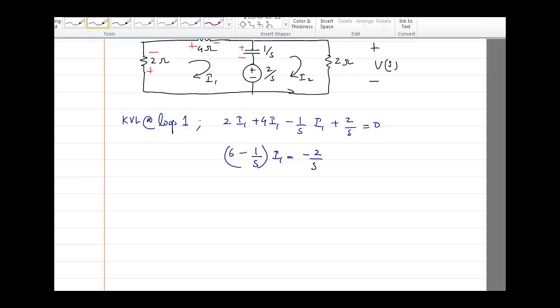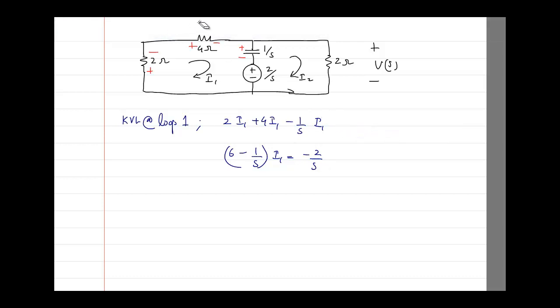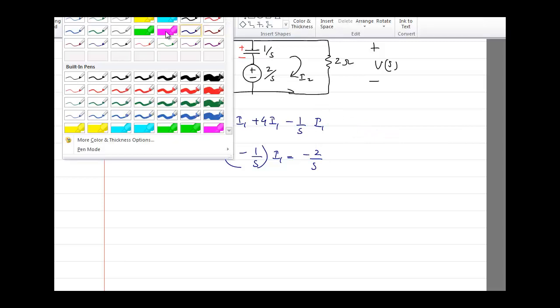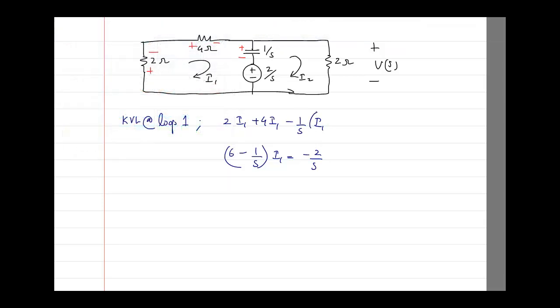Here I missed out something when I wrote. I should have written here this one, 1 by S into I1 minus I2 plus 2 by S, and this is also plus, so here I will get I1, and for I2 I will get minus of 1 by S I2 is equal to minus 2 by S. So this is my equation number 1.